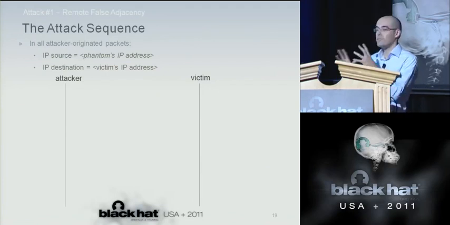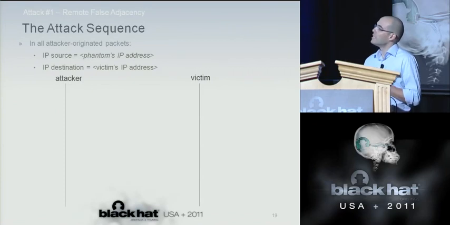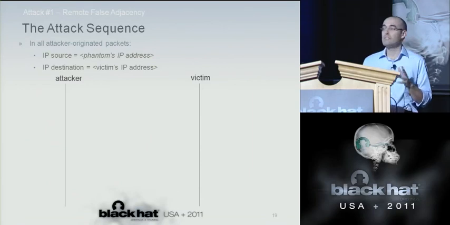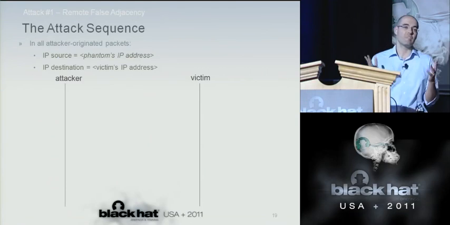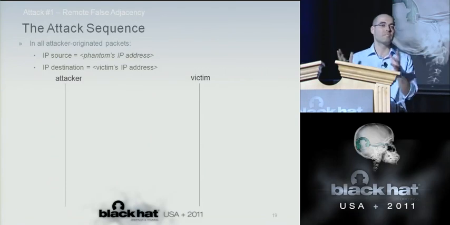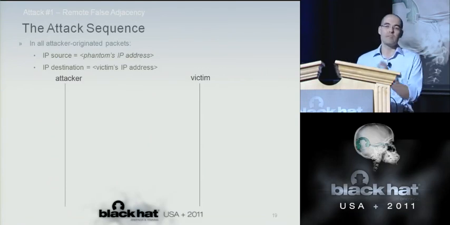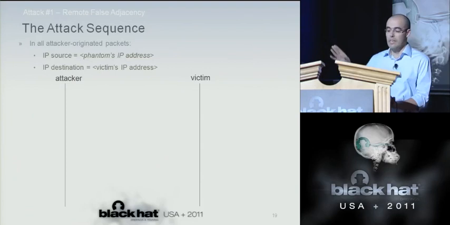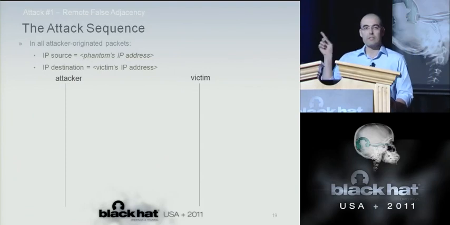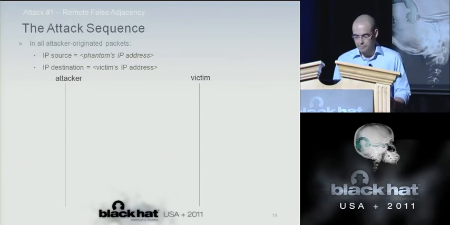The actual details of the attack. Every packet the attacker now sends has an IP source address of the phantom's IP address. This is just a fictitious IP address, which is part of the subnet of the victim's LAN, okay? And the IP destination of each packet is the actual IP address of the victim. Again, all packets are sent in unicast to the victim.